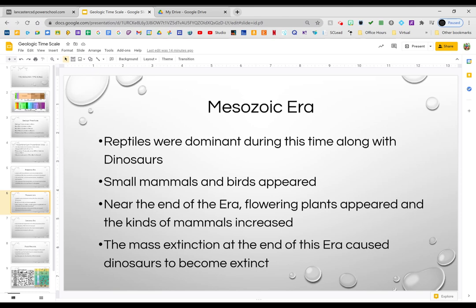Okay. Near the end of this era, we finally have flowering plants, and the kinds of mammals increased, so more kinds of different creatures lived on Earth. And the mass extinction that ended this era was the one that caused the dinosaurs to go extinct. All right?